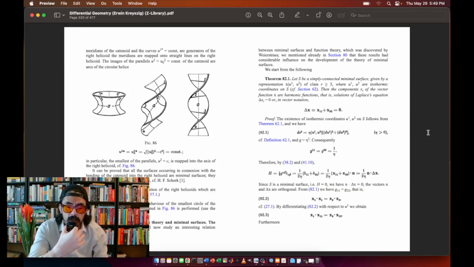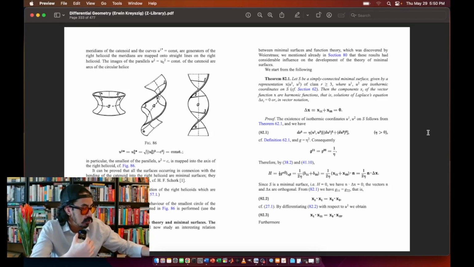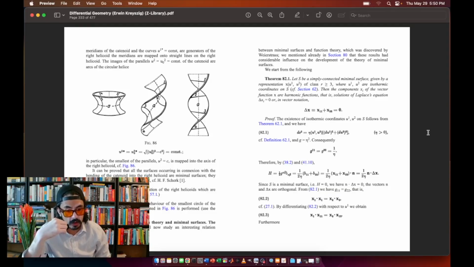Let capital S be a simply connected minimal surface, given by a representation vector x in terms of coordinates u1 and u2 of class r greater than or equal to 3, where u1 and u2 are isothermic coordinates on the simply connected minimal surface capital S. And we have a reference here to go back and revisit section 62, which is conformal mapping of surfaces into a plane.